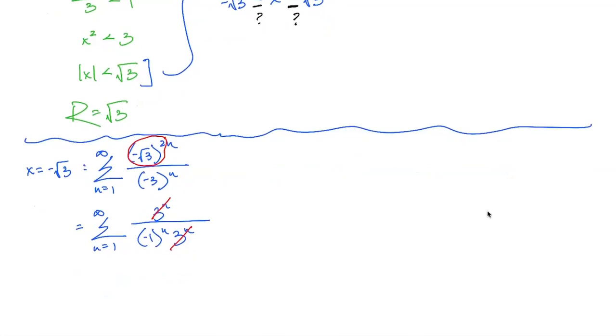Now, what does that give us? This gives us nothing more than 1 over negative 1 to the n. But what's another way that I can rewrite that? Negative 1 to the negative n. I could write it like that, but what's maybe an even better way to write that?